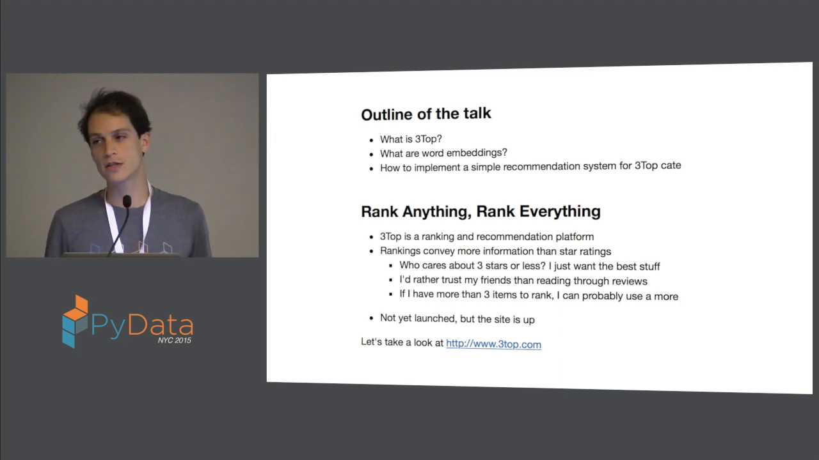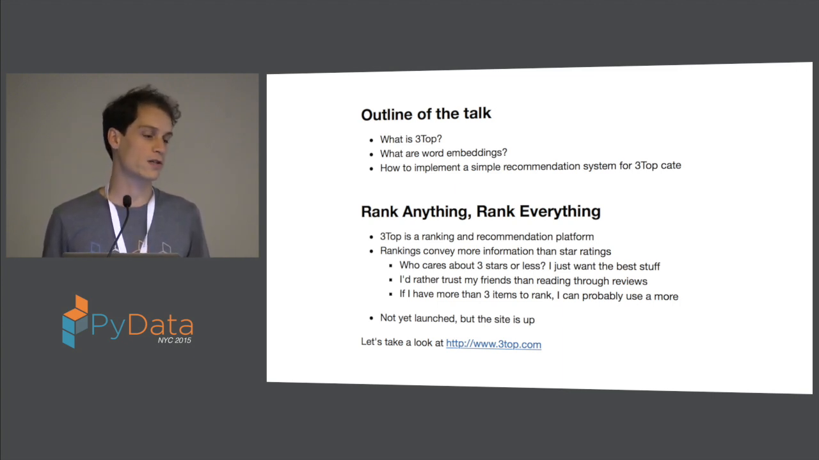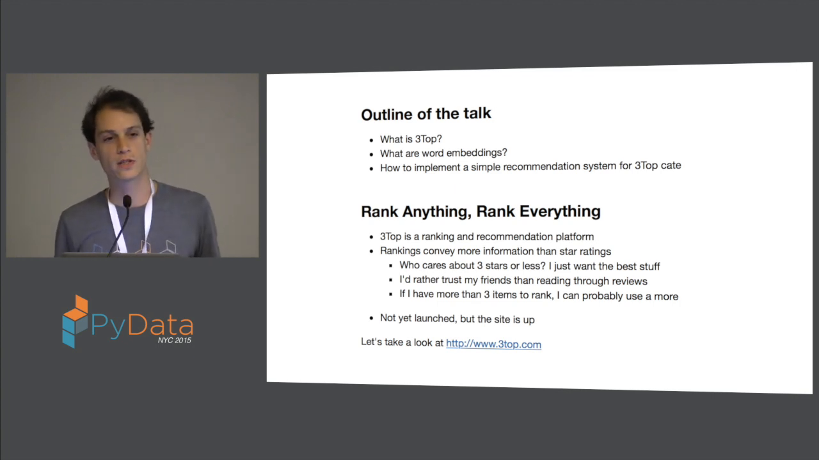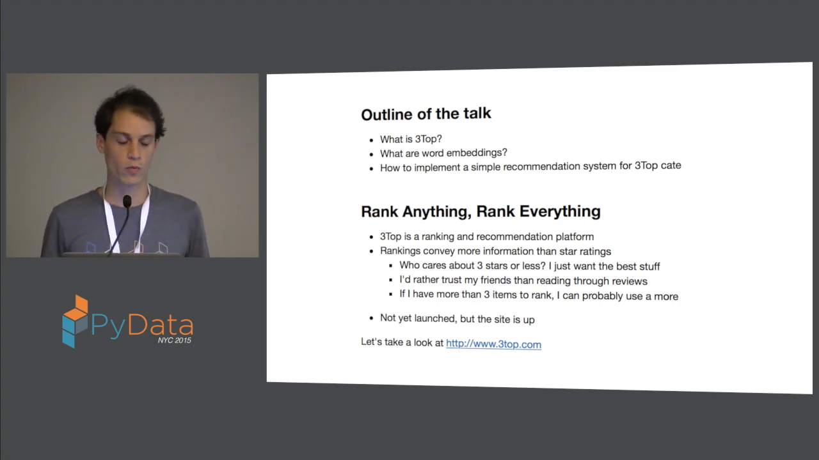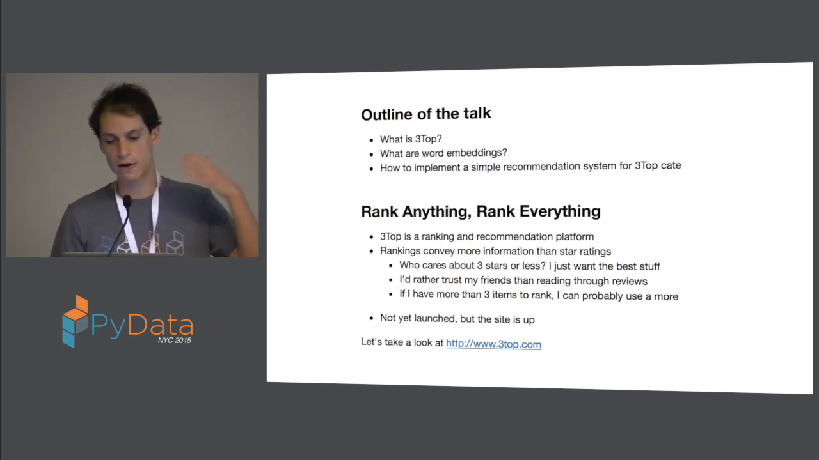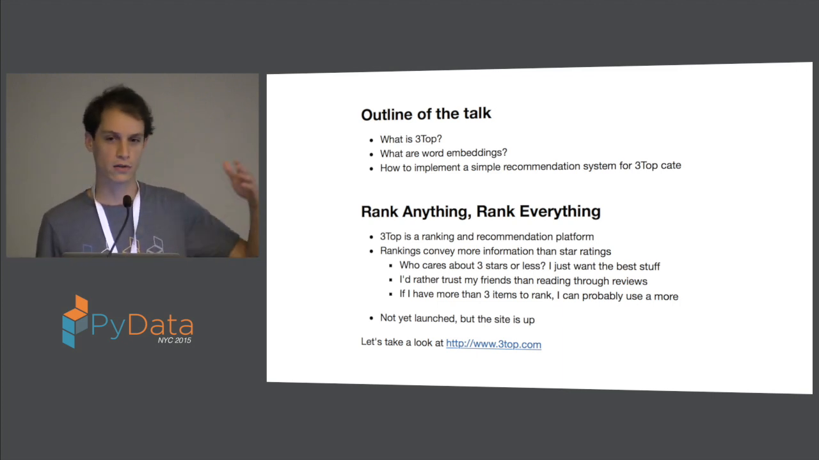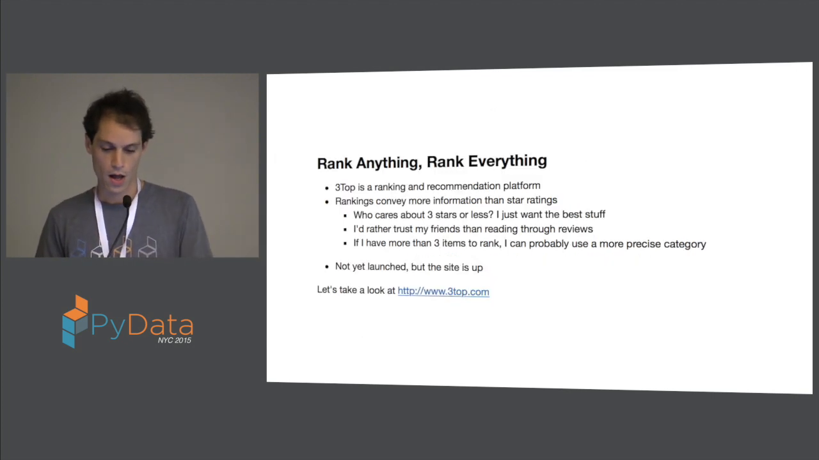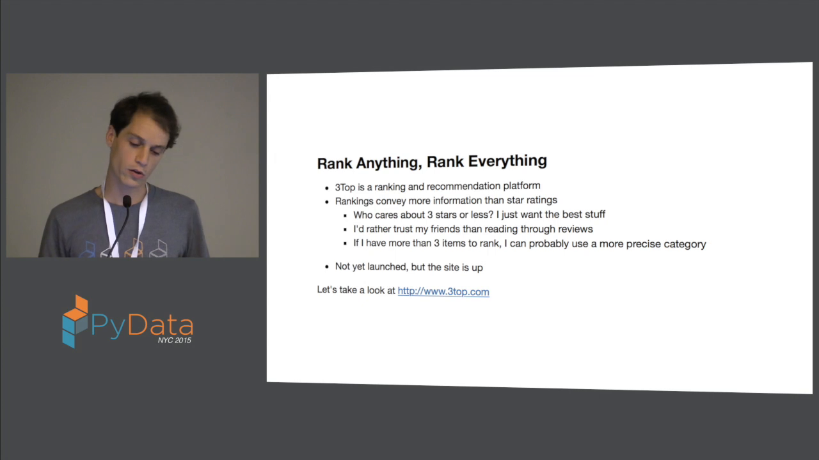So the idea behind it is to get rid of the star rating system by saying who cares about 3 stars and less. We are only interested about the highest star rating, and we're also not really interested about reading through a lot of reviews, but we're really interested in finding the best stuff, right? And that's valid for restaurants, that's valid for stuff on Amazon, that's valid for movies, any category really. So we're also oriented towards getting recommendations from friends.